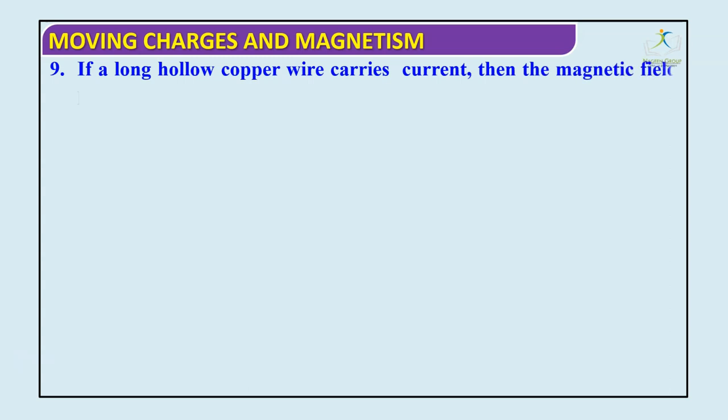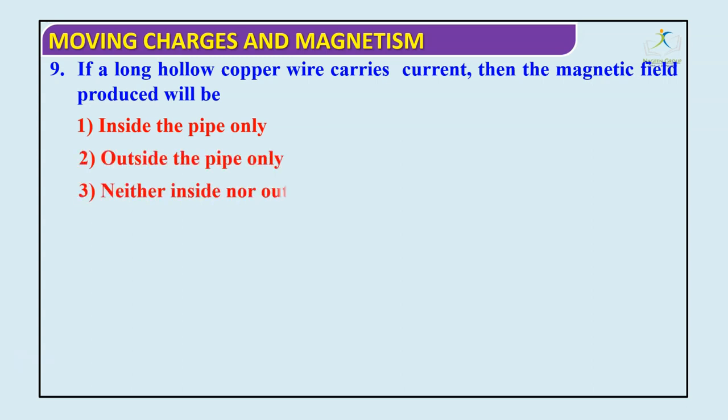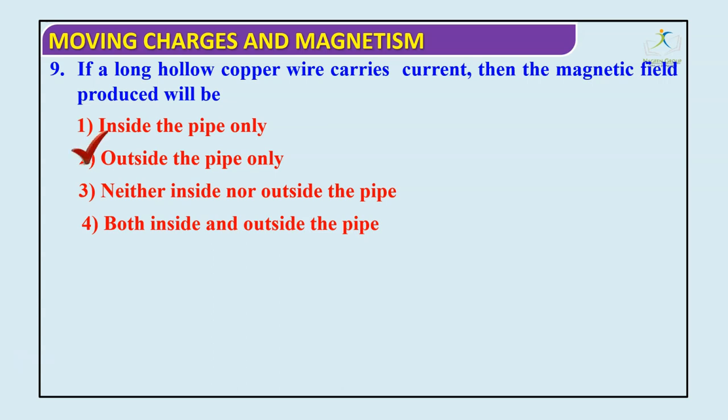If a long hollow copper wire carries current, then the magnetic field produced will be inside the pipe only, outside the pipe only, neither inside nor outside, both inside and outside the pipe. So student, as we know from the basic knowledge, inside the conductor, the value of electric field will be 0. But this will be the situation only when the charges are at rest. But if the charges are moving, the correct answer for this question is outside the pipe. Okay? Means inside, magnetic field lines will also be 0.